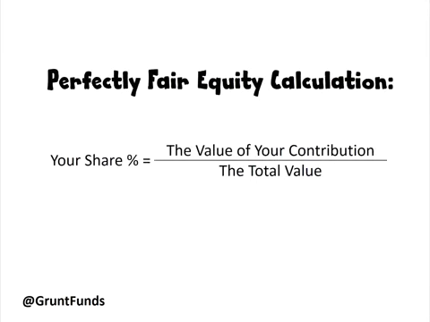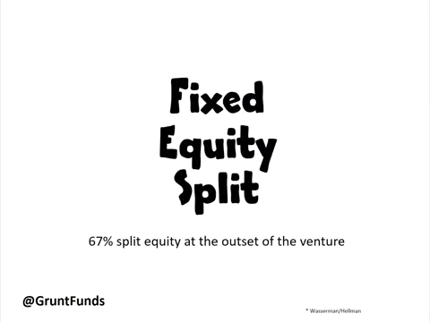So the perfectly fair equity calculation that I think most people are going to agree to is that your share, your ownership, should be the value of your contribution divided by the total value of the firm. This means the value that you contributed divided by the total value should be your share of the company. The problem, of course, is we can't predict total value and we can't predict your value to the firm. So most people, because this is such a challenging problem, do what's called a fixed equity split.